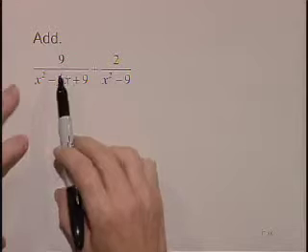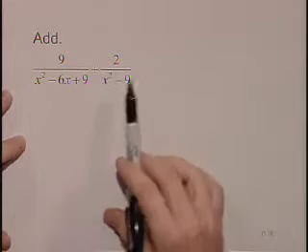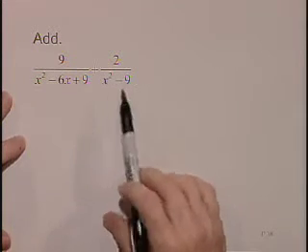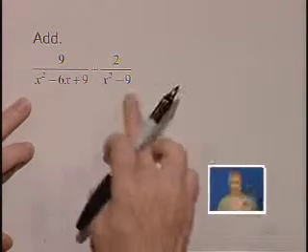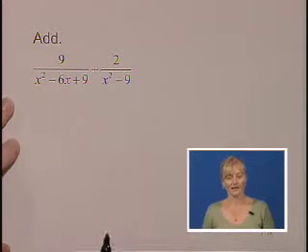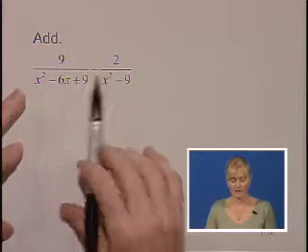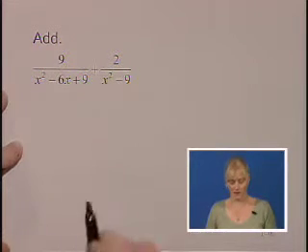Let's add 9 divided by x squared minus 6x plus 9, plus 2 over x squared minus 9. Notice our denominators do not have the same denominator, so we're going to have to find an LCD. An LCD is one of each different type of factor, so we're going to have to factor both denominators.